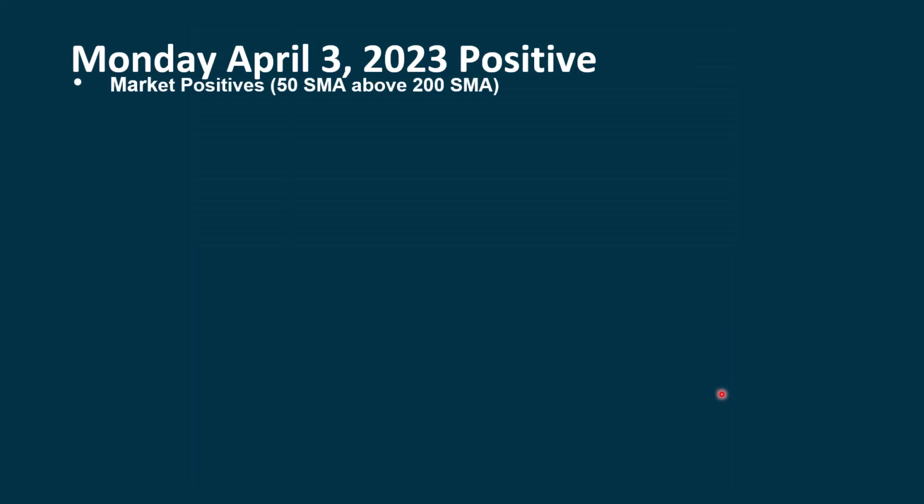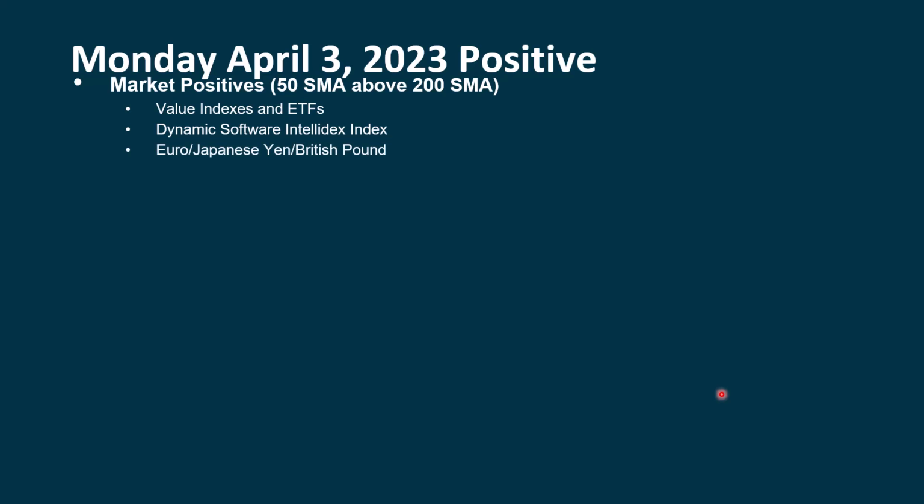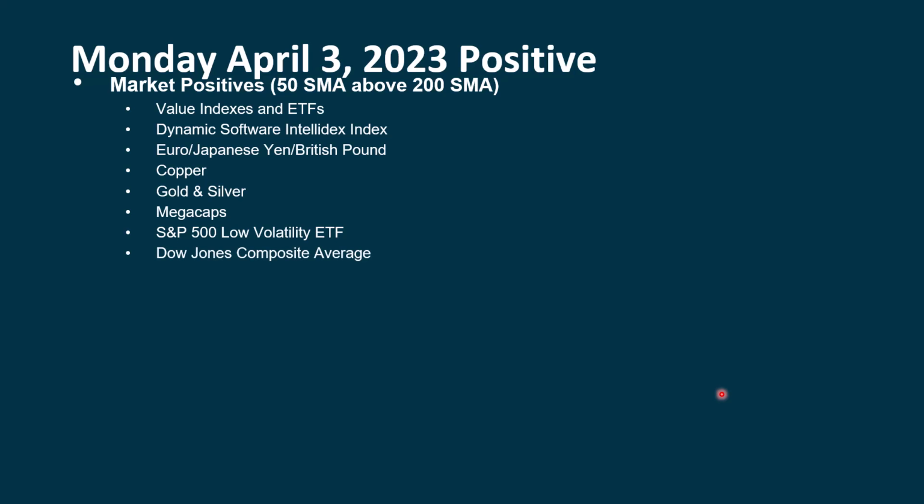So what is positive right now? This is when we take a 50-period simple moving average, and if it's above the 200-day simple moving average, that is considered positive. The value indexes and ETFs, the dynamic software index, those are the really big software companies. The euro, the Japanese yen, and the British pound compared to the dollar, copper, gold, and silver, mega caps, which is a new addition, the low volatility ETF, the Dow Jones Composite Average, the FANG Index, all the different bonds that we look at, the ETF, the high yield bonds, investment grade bonds, world bonds, corporate bonds, and junk bonds.